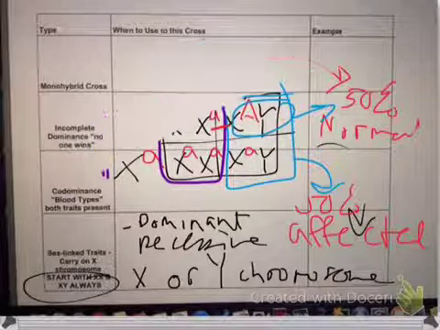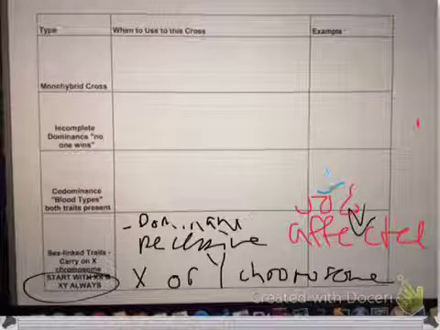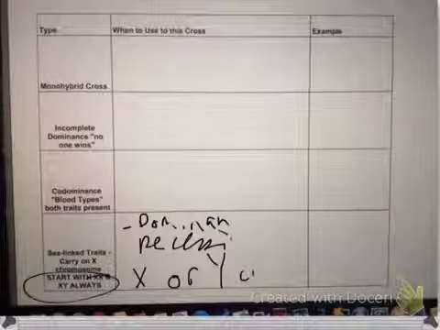The traits are on the chromosome, so it's very important when you're doing these, you have to have the X and the Y. You can't just have the letters by themselves anymore. They're attached to the chromosomes.